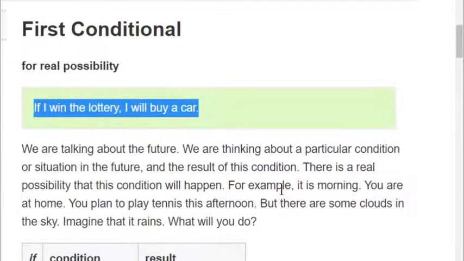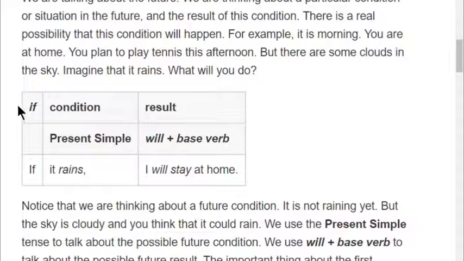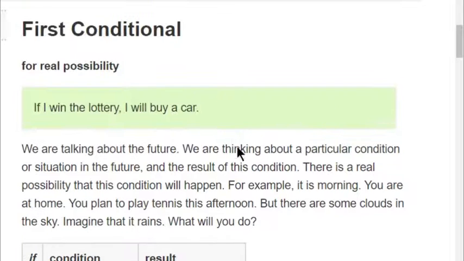So for example, let's imagine this. It is morning and you are at home. You plan to play tennis this afternoon, but there are some clouds in the sky. Imagine that it rains. What will you do? Now, the if condition starts, if it rains, with an s because it's the present simple tense. Then the result will be, I will stay at home.